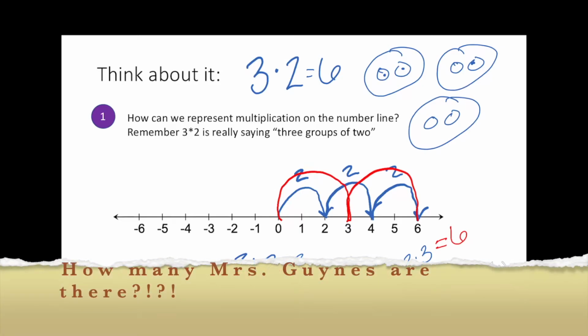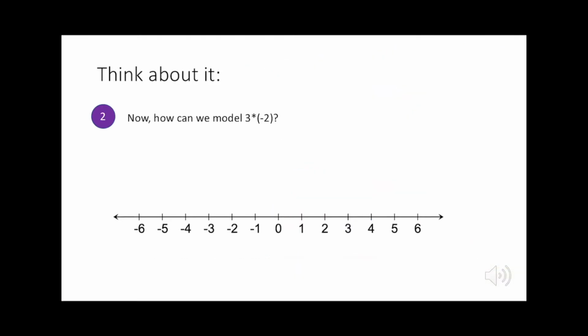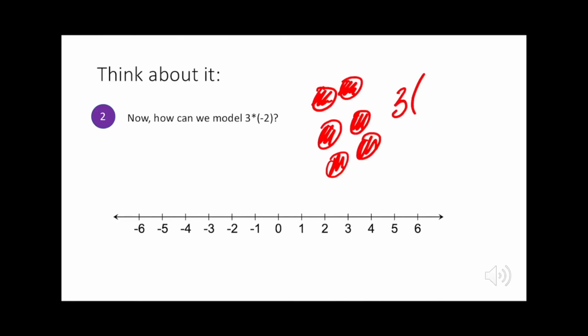Sometimes we do our best learning when we discover. There we go. So now I want to think about what does 3 times negative 2 look like on the number line? Well, this is the same thing as 3 groups of negative 2. So here's negative 2, here's negative 2, and here's negative 2, right? 3 groups of them. And if I count them, 1, 2, 3, 4, 5, 6, 3 times negative 2 is going to be negative 6.